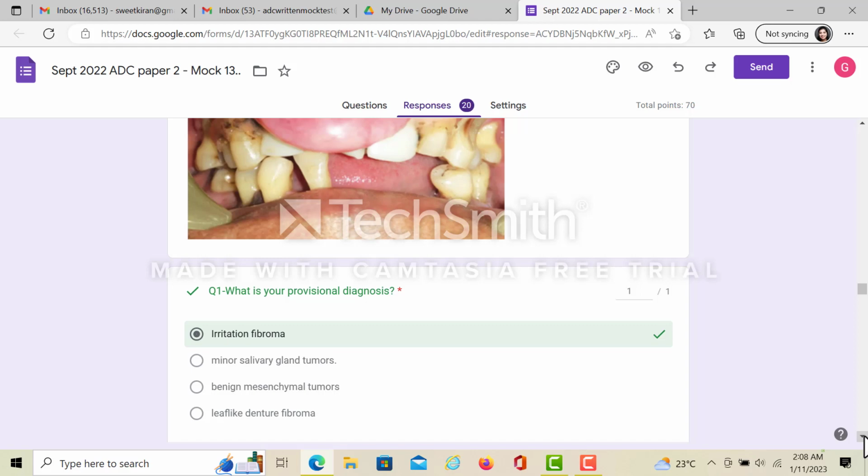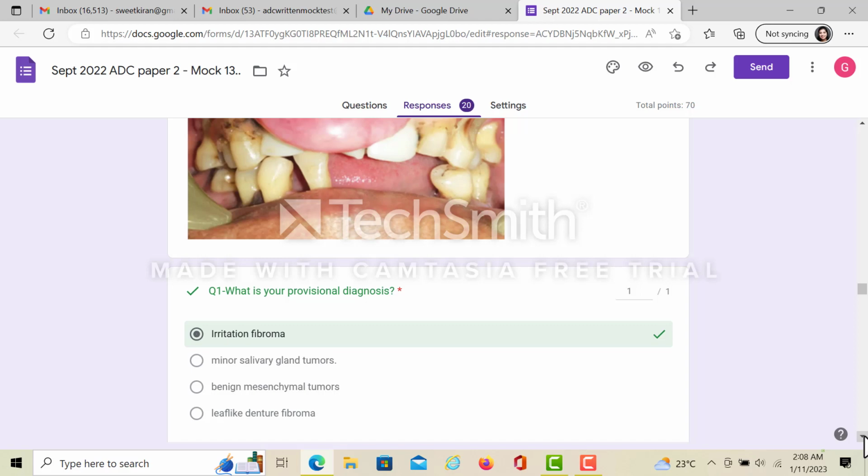Minor salivary gland tumor? See, tumors are usually ulcerated, rough, and they can be smooth and polypoid like this, but the location is not where a minor salivary gland is located. Benign mesenchymal tumors, leaf-like denture fibroma.